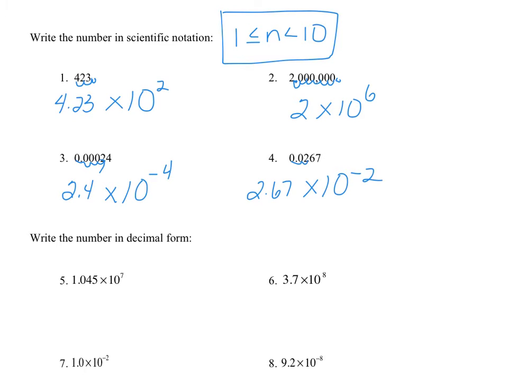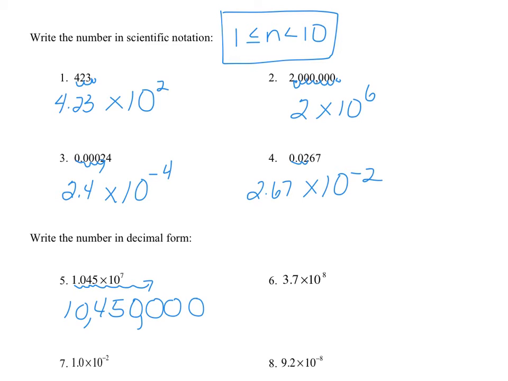So it's a positive 7, which means I'm going to move the decimal point to the right 7 spaces. So if I move it 7 spaces from where it is, it's 1, 2, 3, 4, 5, 6, 7. I'm going to have to add 4 zeros. So I have 1, 0, 4, 5, and 4 zeros. Now I will put my actual commas where they belong. And there's my answer.